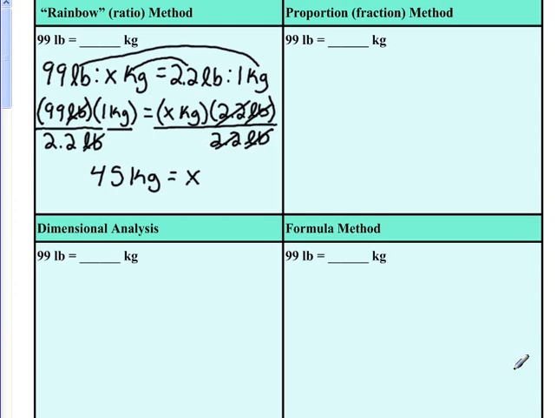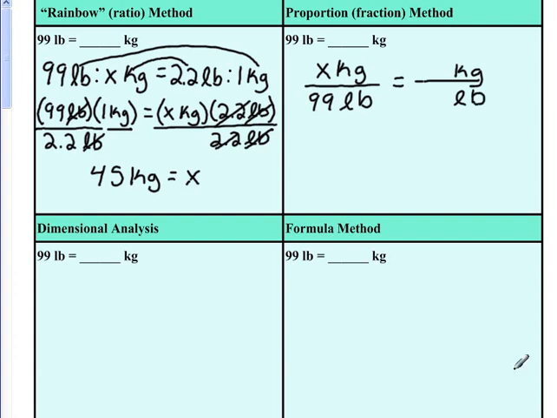Another method we can use to solve this relationship is the proportion method. We will set up fractions to show an equivalency between pounds and kilograms. We're looking for the number of kilograms, so we're going to put x kilograms at the top of our first fraction. We're going to set this over the 99 pounds that we're trying to find the relationship for. We will then use an equal sign, create another fraction. Since kilograms is on top on the left-hand side, kilograms needs to go on top on the right-hand side. Pounds is at the bottom on the left, so pounds needs to be at the bottom on the right.